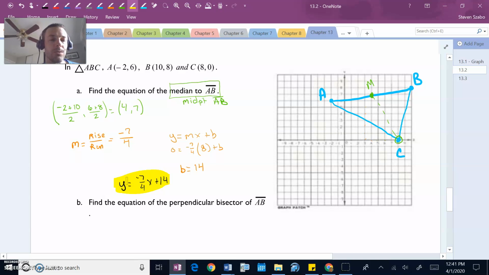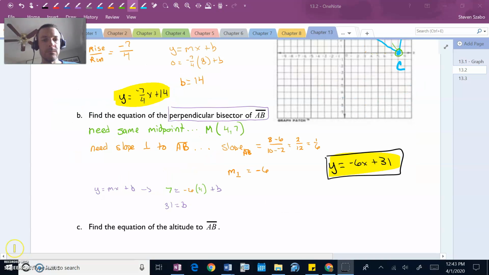See what you can do with the rest of the problems on this page. Alright, for part B we use the same midpoint, but now I need the slope perpendicular to segment AB, so I find the slope of segment AB, take its opposite reciprocal, use that slope plus the midpoint that we're going to be going through to find my y-intercept, and I've got my equation.